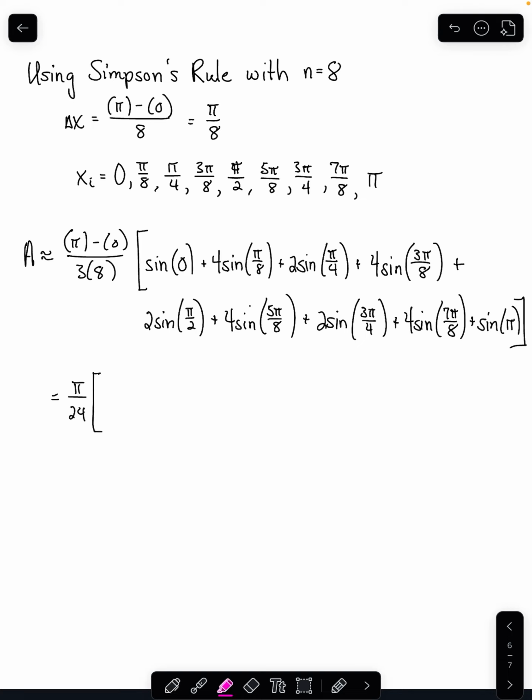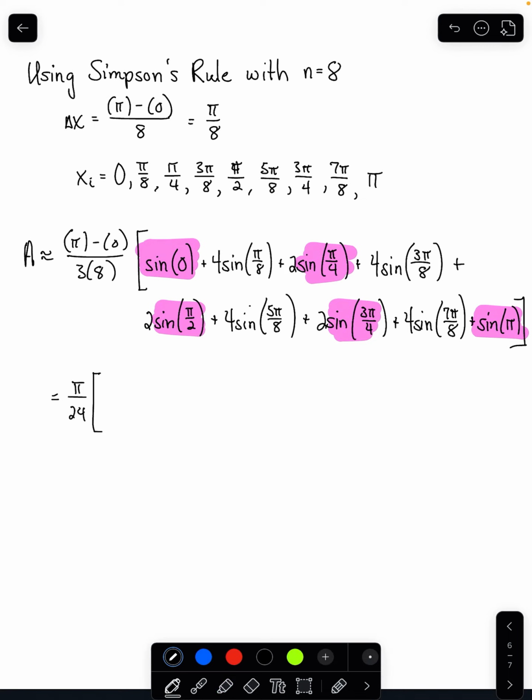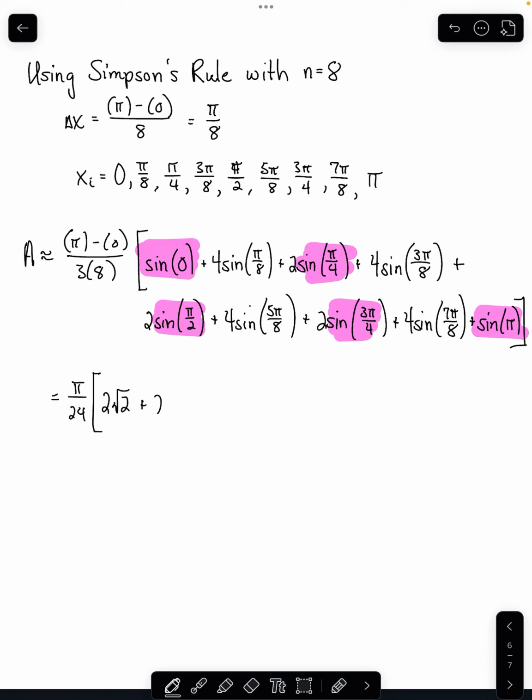Second, the terms sine of 0, sine of pi over 4, sine of pi over 2, sine of 3 pi over 4, and sine of pi, we did those previously. Of course, the coefficients have changed slightly. We do still have 2 times sine of pi over 2, but instead of 4 times sine of pi over 4 and 4 times sine of 3 pi over 4, we only have 2 times each of them. So those terms together will end up giving us 2 root 2 plus 2.